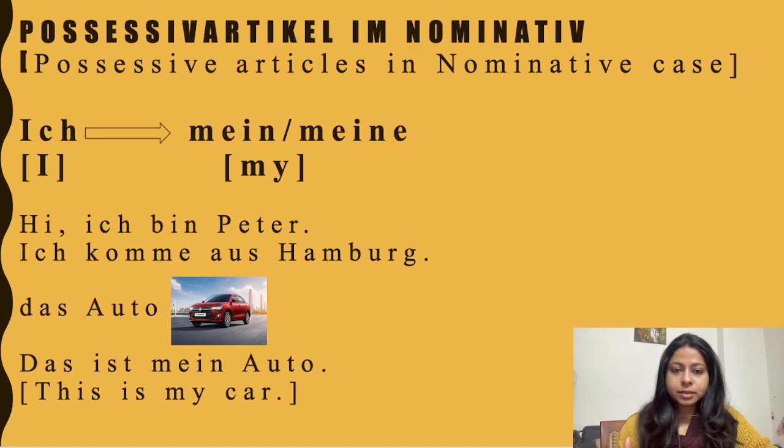Now, let's look at another noun which has a different article, not der but a different article. So das Auto, and das ist mein Auto. So whenever the article of the noun is das, in that case you will use the possessive pronoun as mein in nominative case. So das ist mein Auto.